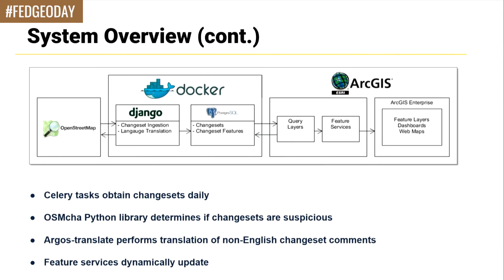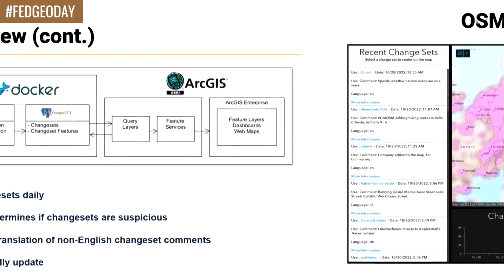So this is just continuing with the system overview in kind of a graphical way. We use Celery, which is a Python tasking application, to obtain the change sets on a daily basis. And we run through all the steps that I just talked about. The feature services on ArcGIS do update dynamically, so every time we take in new change sets, the dashboard will update dynamically.